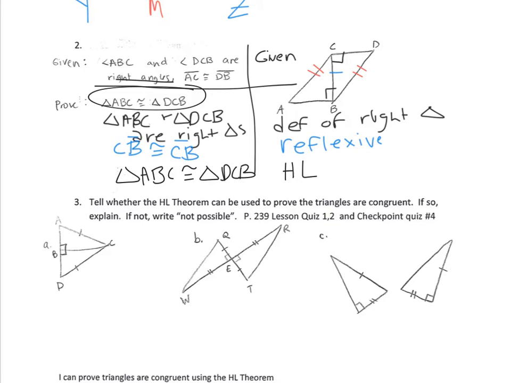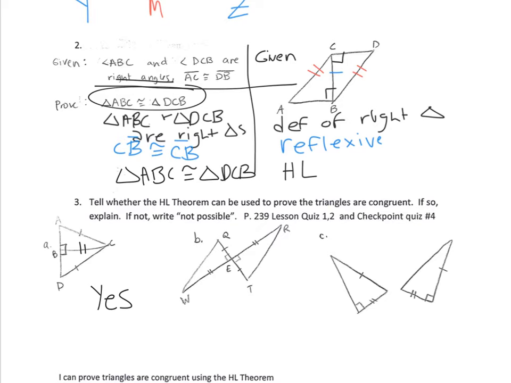Number 3, tell whether the HL theorem can be used to prove the triangles are congruent. If so, explain. So letter A is kind of like the previous one. I can write these two are reflexive. So I do have a right triangle, and I have the hypotenuse, which is opposite the 90, and a leg. So I'm going to write yes.